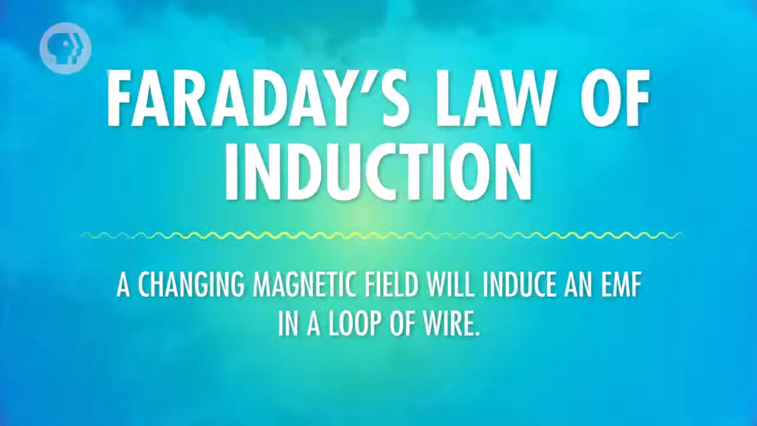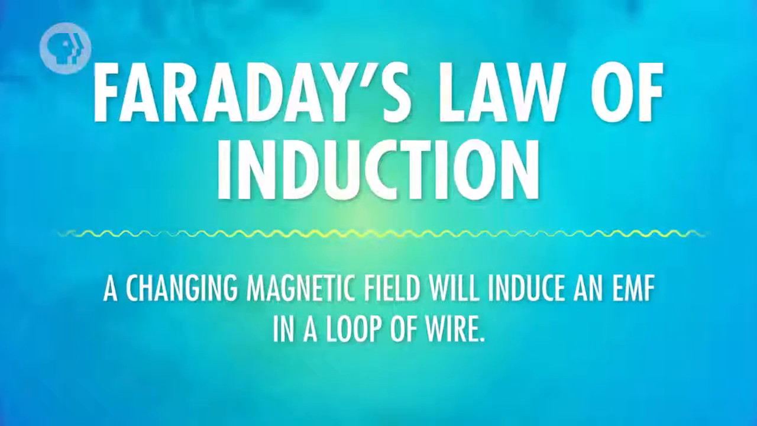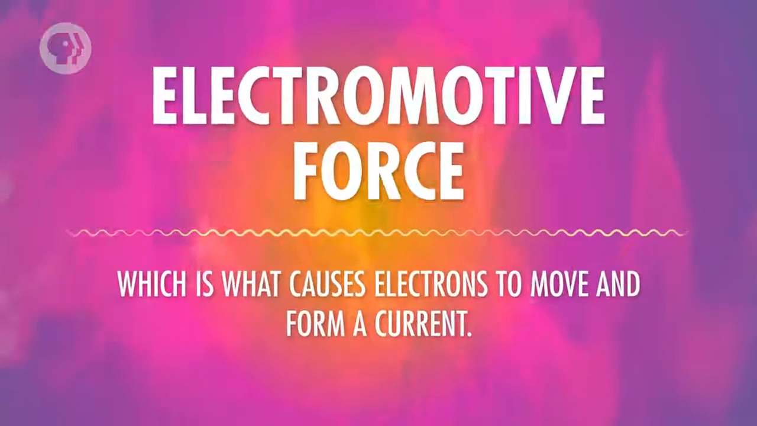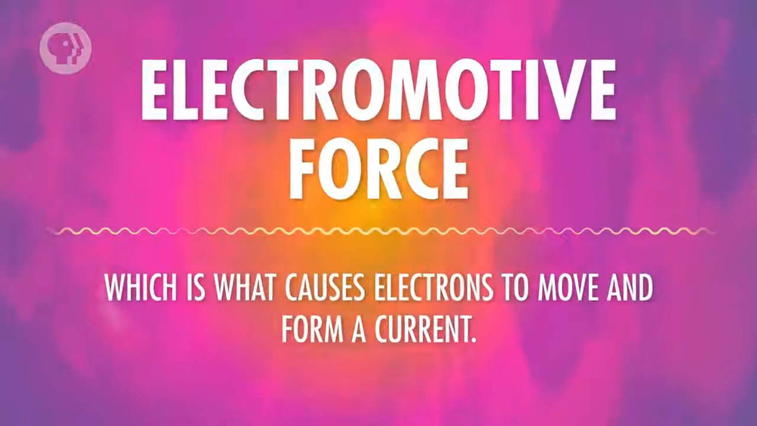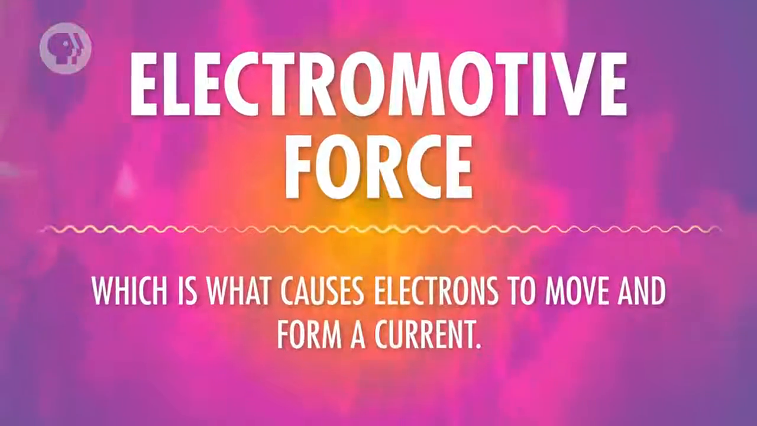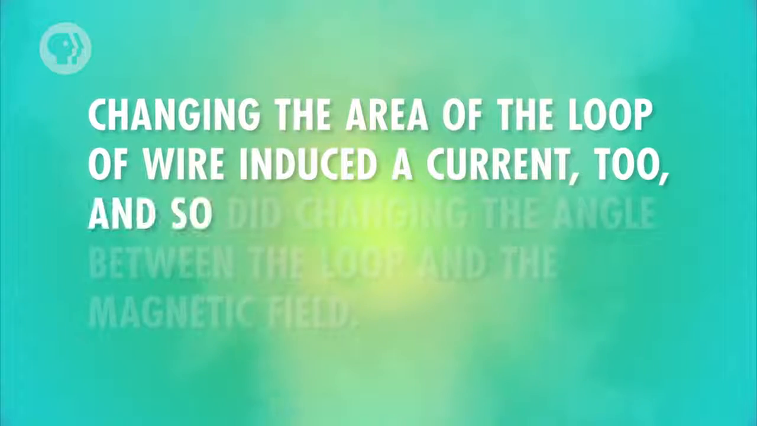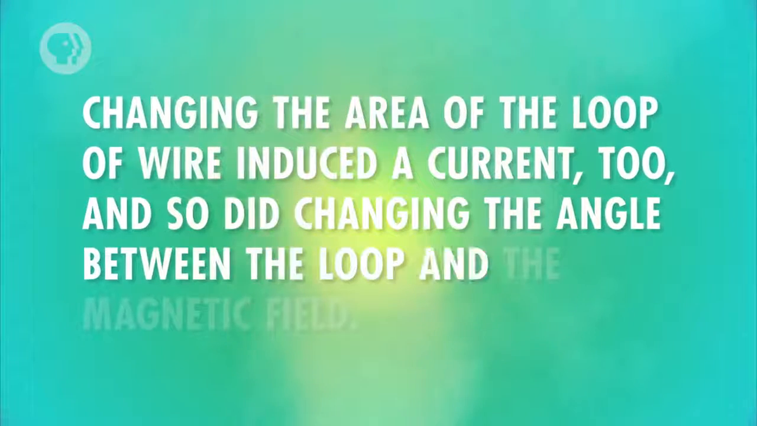These days we call this idea Faraday's law of induction. It says that a changing magnetic field will induce an EMF in a loop of wire. An EMF, you'll recall, stands for electromotive force, which is what causes electrons to move and form a current. So now Faraday knew that when a magnetic field changed over time, it induced an EMF in a loop of wire. But a couple of other things induced EMF too, even if the strength of the magnetic field stayed the same. Changing the area of the loop of wire induced a current too, and so did changing the angle between the loop and the magnetic field.